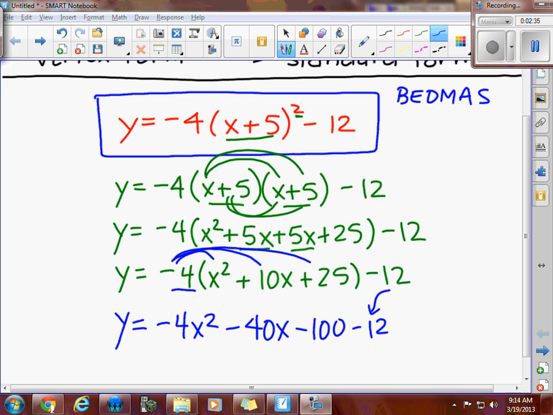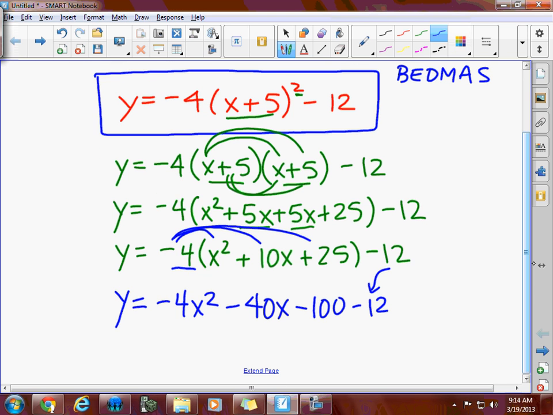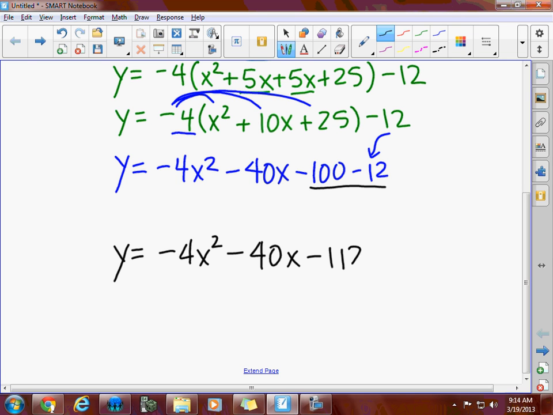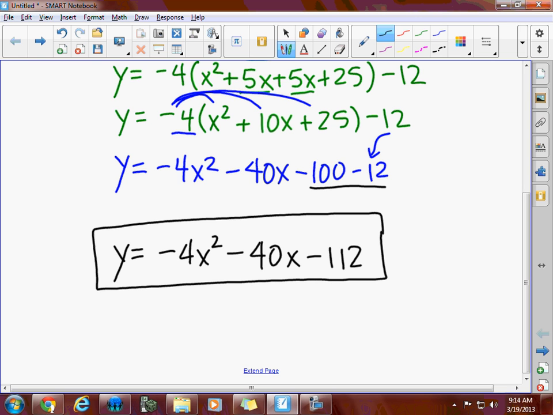So now we just have to continue on simplifying what we have in this expanded form so far. And the only things that we can actually simplify right now are the two constants. There is nothing else that simplifies with the x squared term, so it stays minus 4x squared. There's no other x terms, so that stays minus 40x. And now a negative 100 minus 12 is negative 112. So now we have converted that original question into standard form.